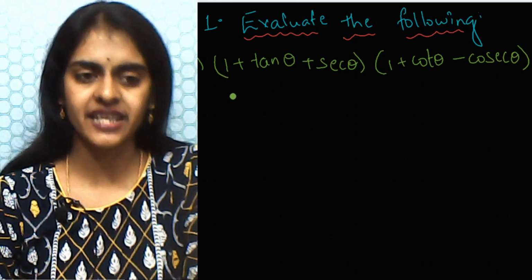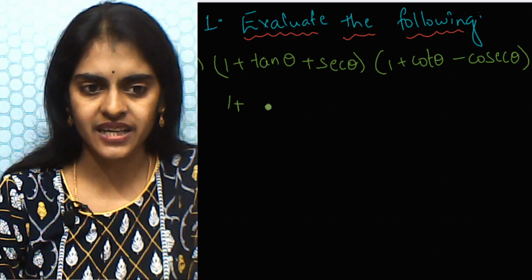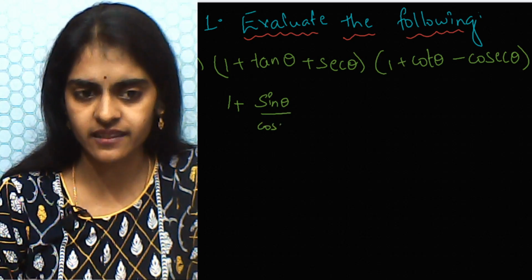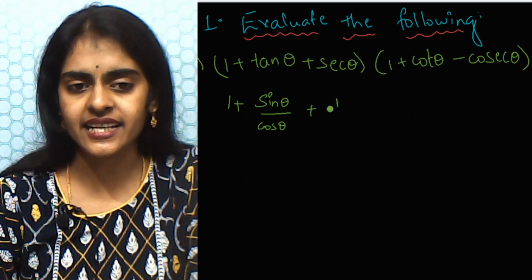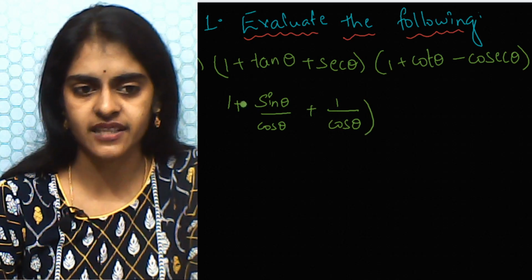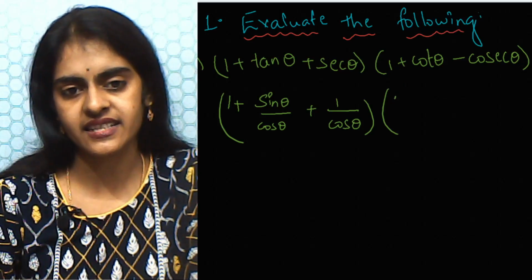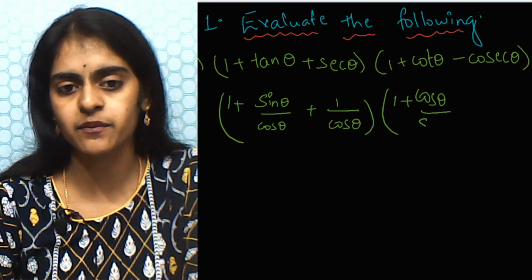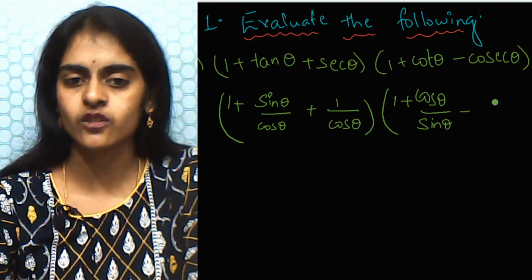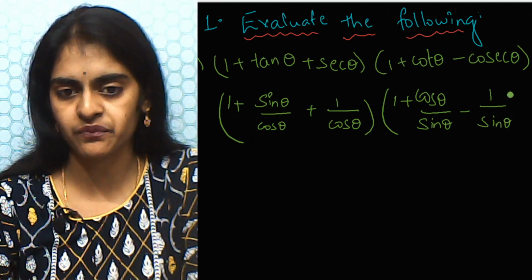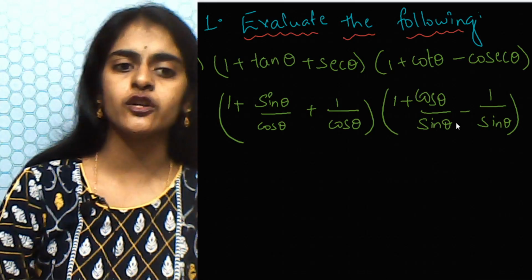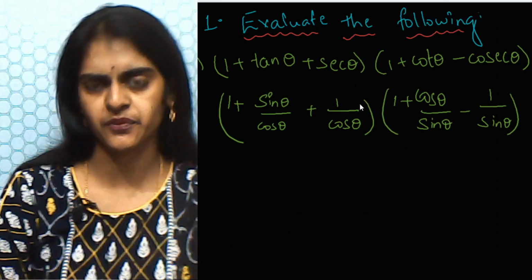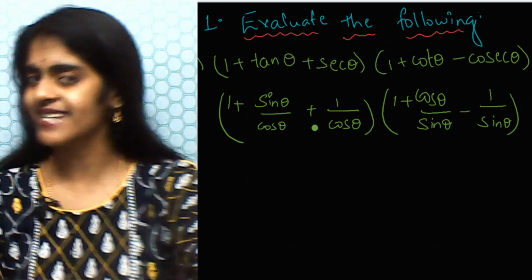So this I can write as 1 plus tan theta, I can write it as sine theta divided by cos theta, plus secant I can write as 1 divided by cos theta, multiplied by 1 plus cot theta, I can write it as cos theta divided by sine theta, minus cosecant is 1 by sine theta. So nothing but you are reducing tan, secant, cot, cosecant into sine and cos. In every problem we are going to do the same thing.